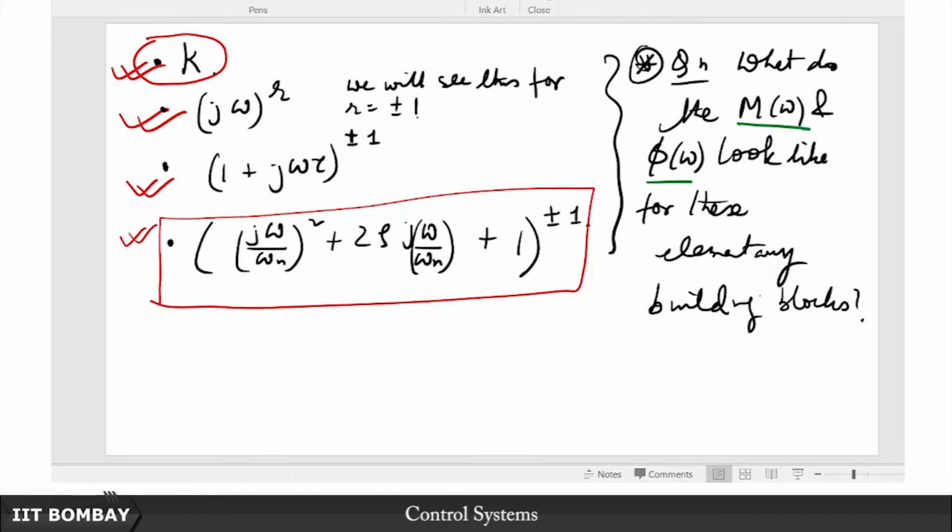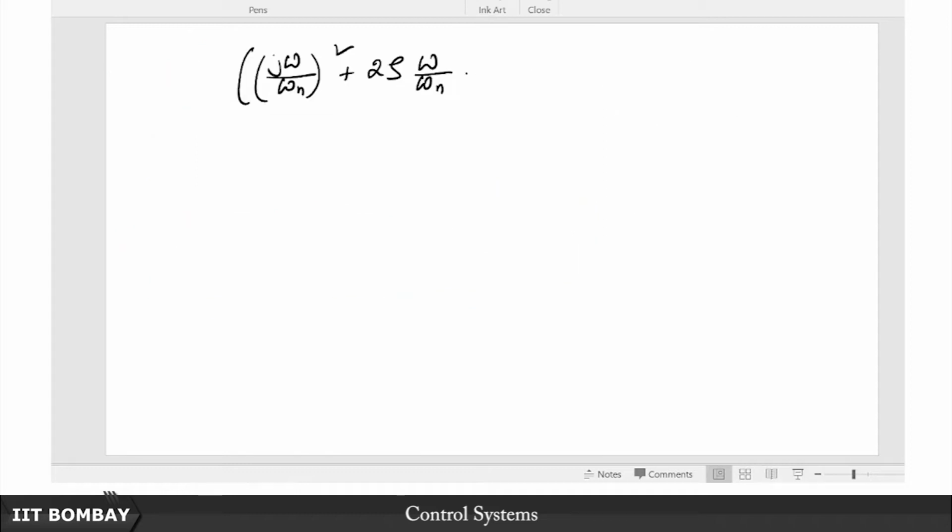So without further ado, let me get about to drawing this. Here's what we have: (j omega over omega n) squared plus 2 zeta omega over omega n, plus 1, to the power plus minus 1. We saw that in order to sketch the Bode plot, this is the standard form in which we pull out. In other words, we divide everything by omega n squared, and this is the form that we get. So how do we go about sketching the magnitude function for this?